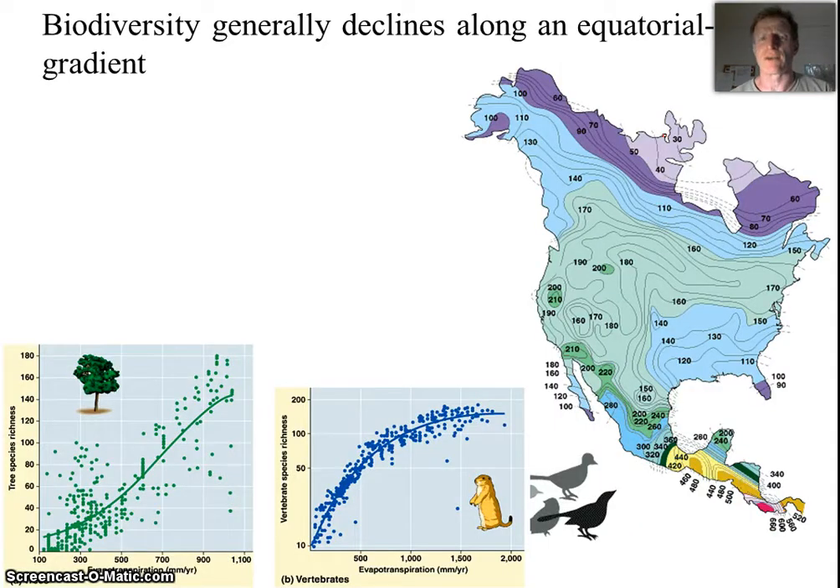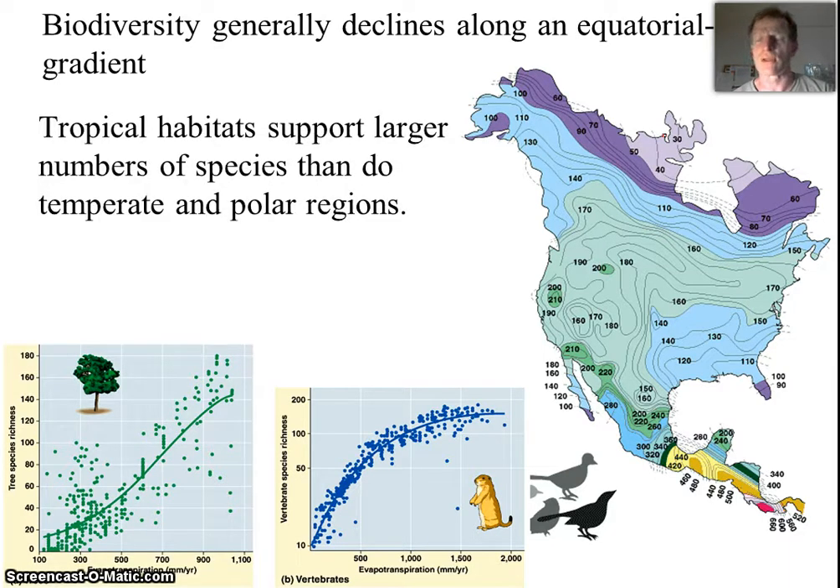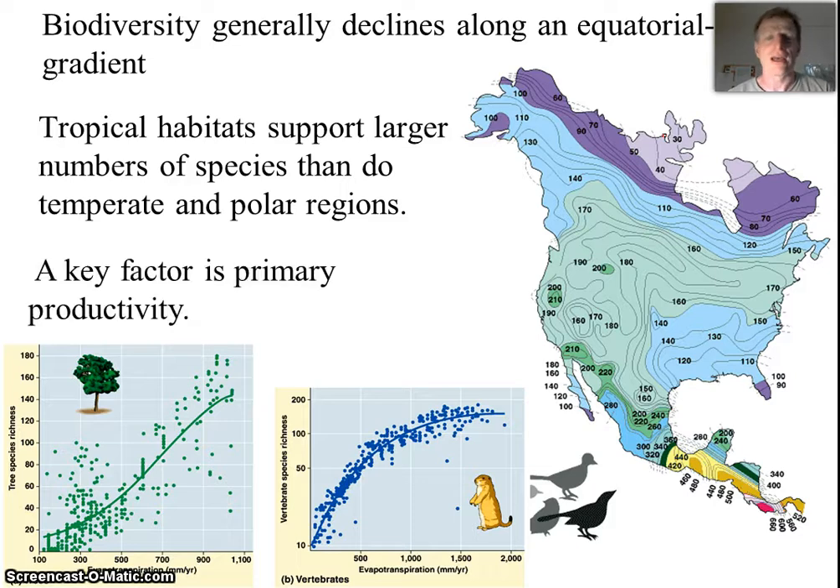Other things that obviously affect species diversity, the greatest biodiversity is obviously down near the equator, the tropical rainforests, right? As we move towards the poles, species diversity decreases. So we see this biodiversity highest around the equator and then decreasing as we go towards the poles. And that has to do with the amount of available energy in the areas, the amount of precipitation, and also what we call primary productivity.